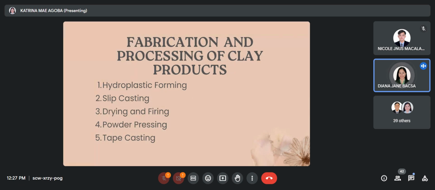So para mas maintindihan natin, let me discuss this one by one. We have hydroplastic forming, slip casting, drying and firing, powder pressing, and tape casting. Next po.